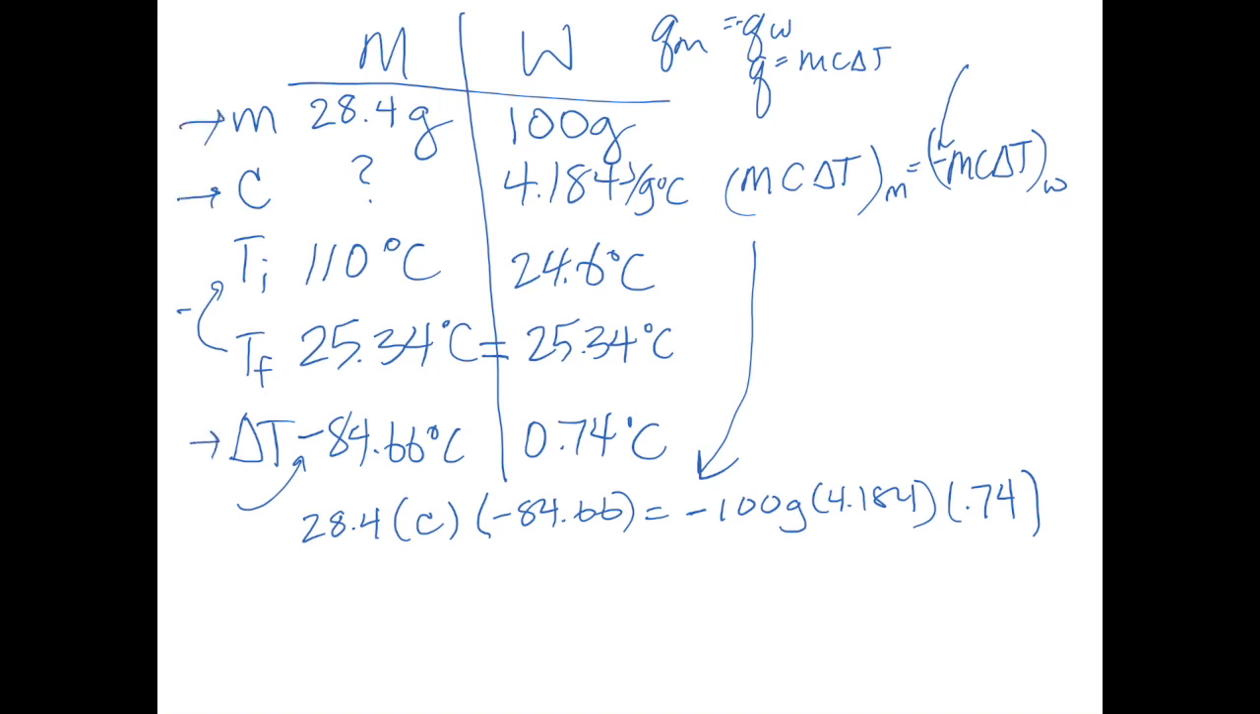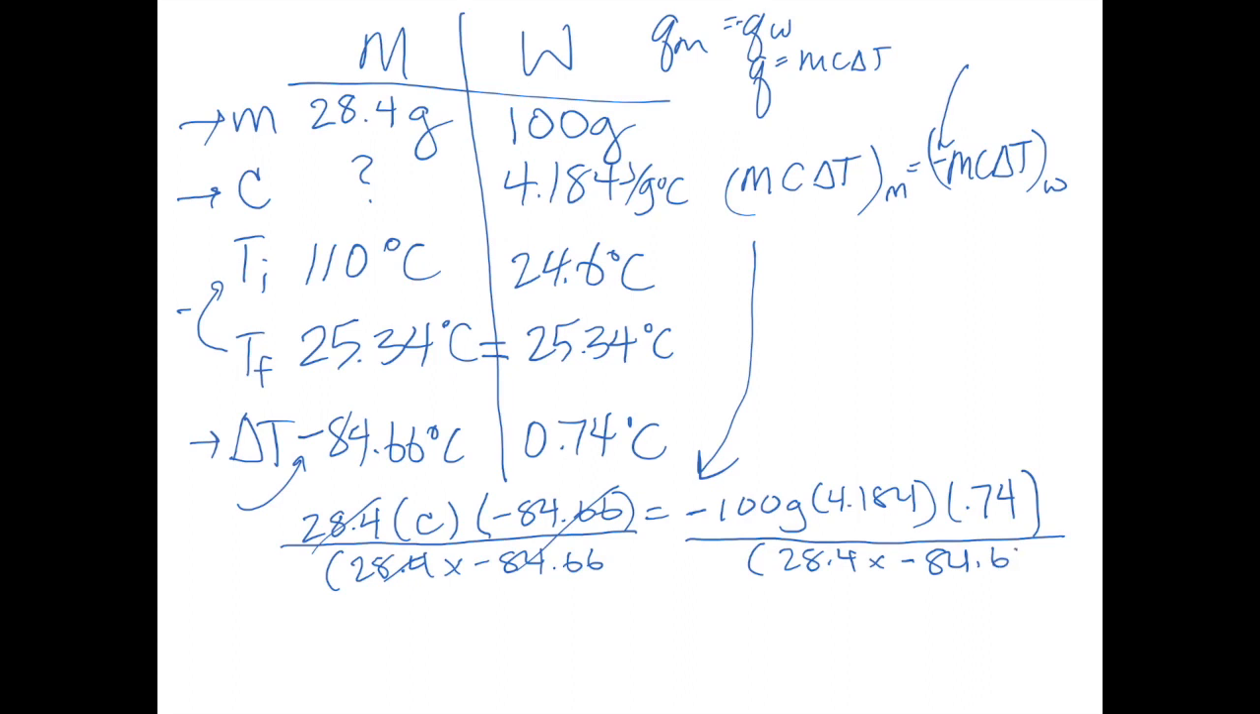When I do this, I need to divide both sides by the variables that I don't know. So I'm going to take 28.4 times negative 84.66, and obviously that just cancels. And I'm going to divide this side by 28.4 times negative 84.66. Make sure if you put this into your calculator that you put the bottom in parentheses. Otherwise, it's going to divide by the 28.4 and then multiply that whole thing by negative 84.66.